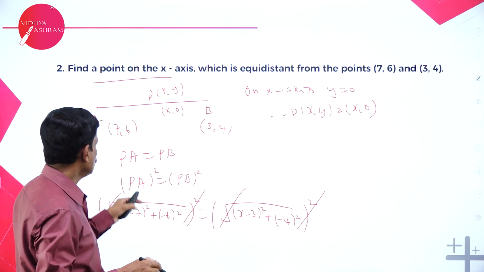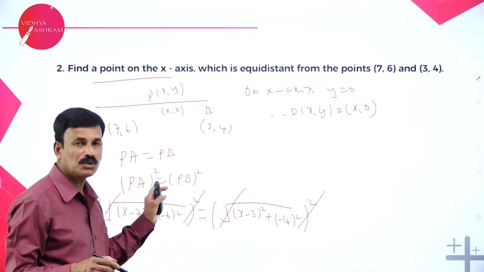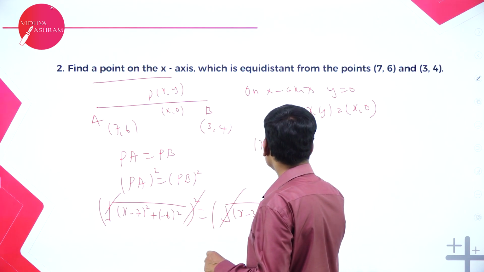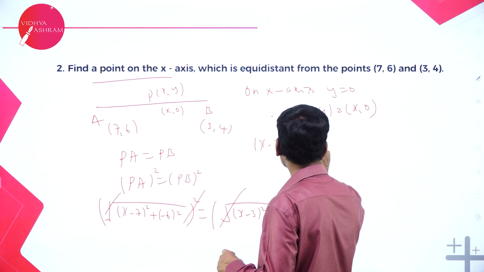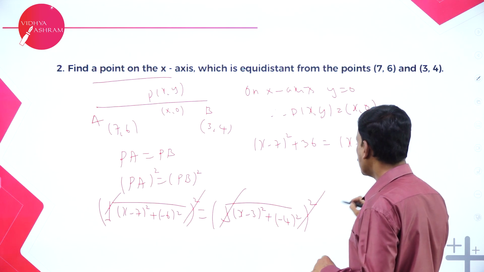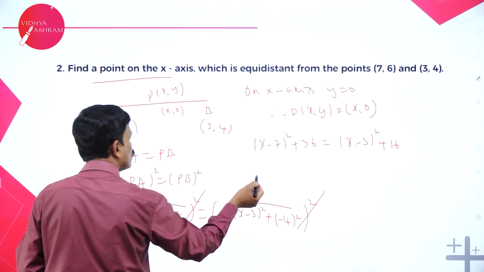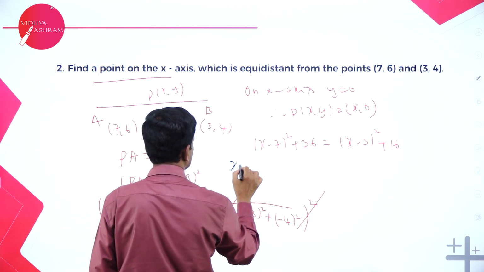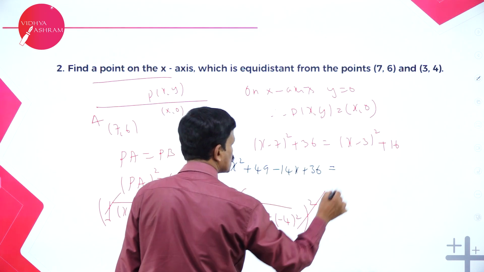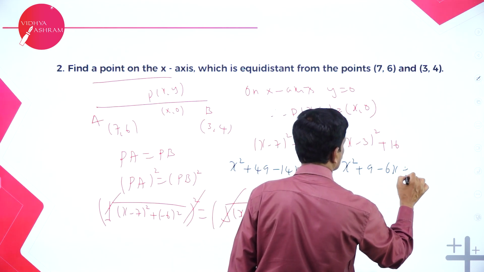So just find out the point using the distance formula. What is the distance formula? Root of (x1 minus x2) whole square plus (y1 minus y2) whole square. So your given condition is PA is equal to PB. That means PA whole square is equal to PB whole square. Now therefore this can be written as (x minus 7) whole square plus 6 6s are 36 is equal to (x minus 3) whole square plus 4 4s are 16. Now just simplify this. So this can be written as x square minus 2 by 7, 2 7s are 14x, plus 36 is equal to x square minus 3, 2 3s are 6x, plus 16.